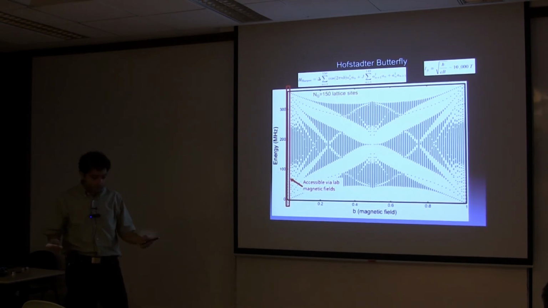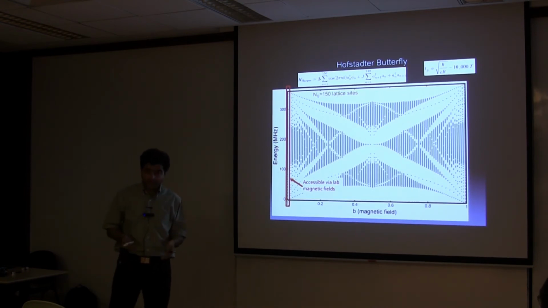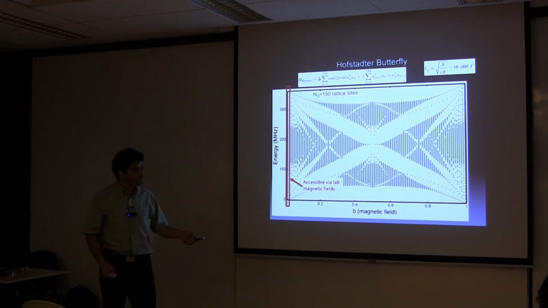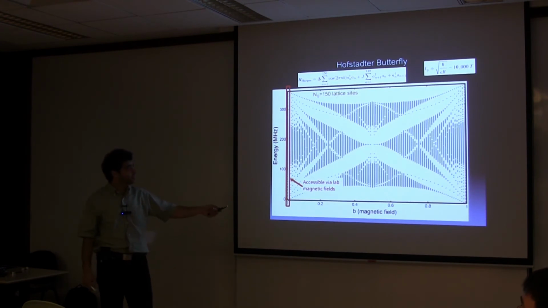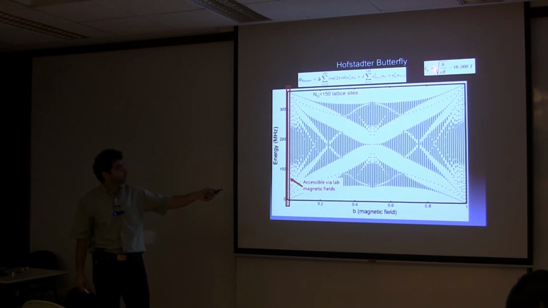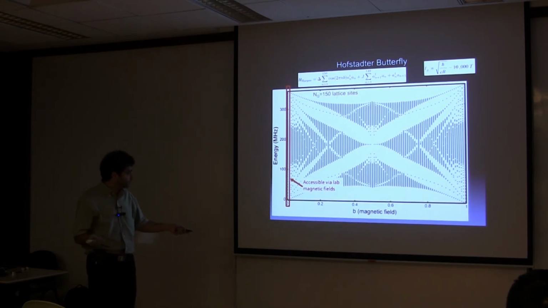But because it's beautiful and it has this fractal pattern, people were very much in love with it since whenever Hofstadter said it. But then they realized to make these two length scales commensurate, you need about 10,000 Tesla, which we don't have, at least in the US.